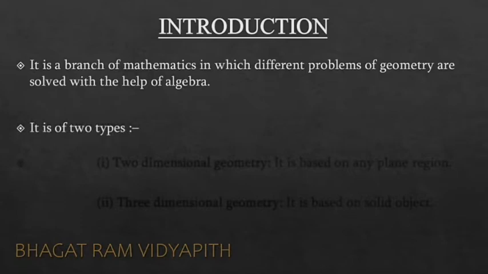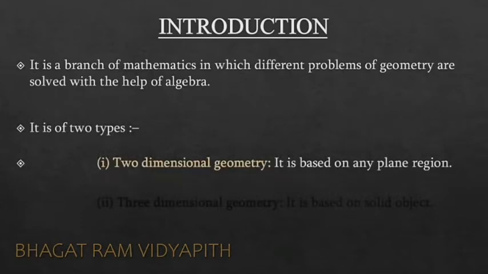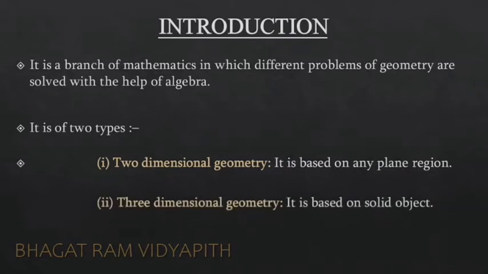Coordinate geometry is of 2 types. 2-dimensional geometry based on any plane region, for instance, a blackboard, a whiteboard, a piece of paper. 3-dimensional geometry, which is based on a solid object, such as cubes, cuboids, spheres, cylinders.